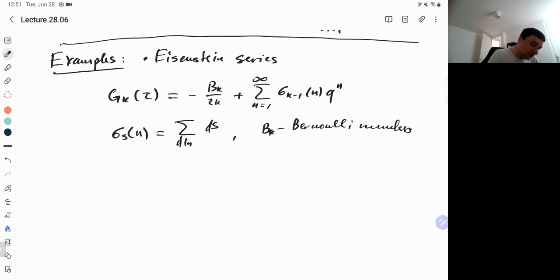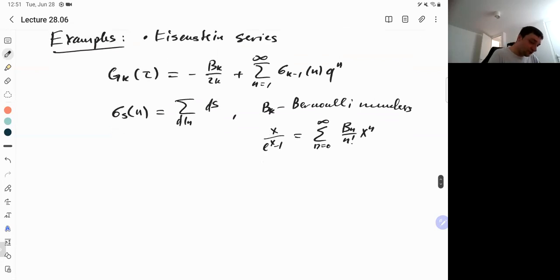So there are many ways of defining them, but the easiest is just to give the generating series. These are the Taylor coefficients of the function x divided by e to the x minus 1. I don't know if I will have enough time to show it, but the G_k for k even and k greater than 2 are modular forms.